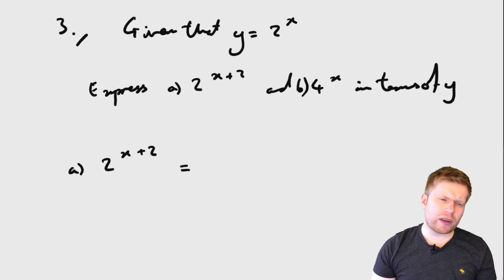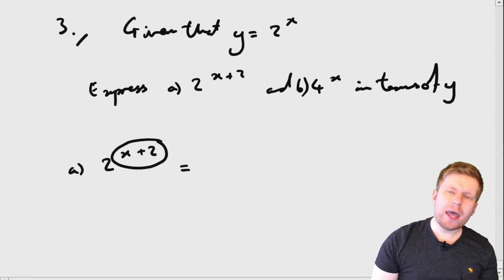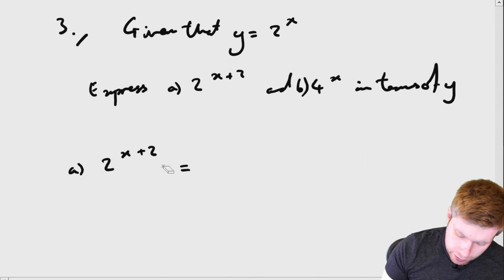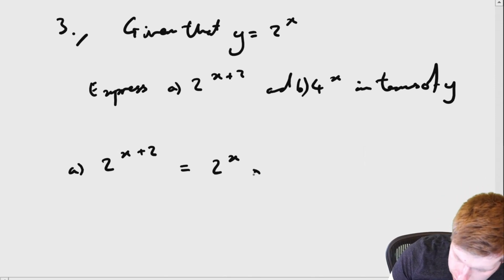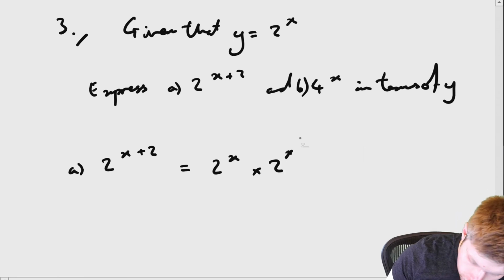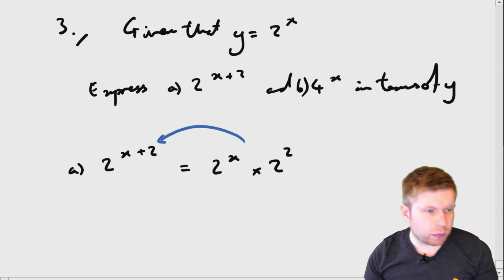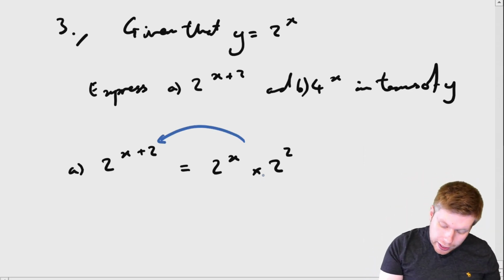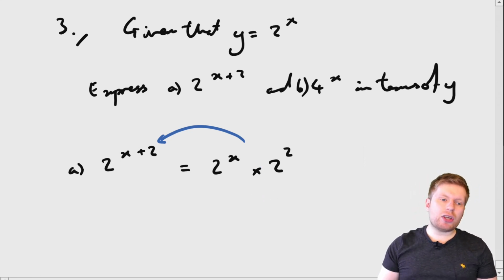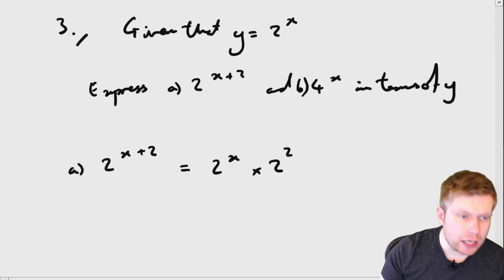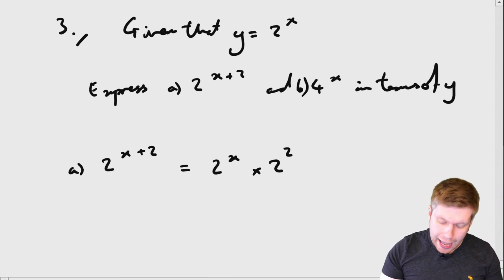Well, what can you think of a law of indices which happens when I add the two powers together? It's when I have the same base and I'm multiplying. So in other words, if I had 2 to the power of x times by 2 to the power of 2, would you be happy that that would give me 2 to the power of x plus 2? Because that just tells me if I'm multiplying two numbers with the same base together, that means that I should just add the powers. Okay, so I've just literally used the first law of indices in reverse.